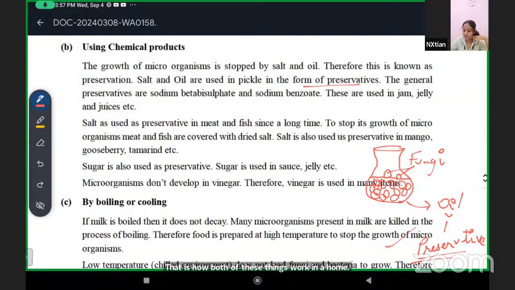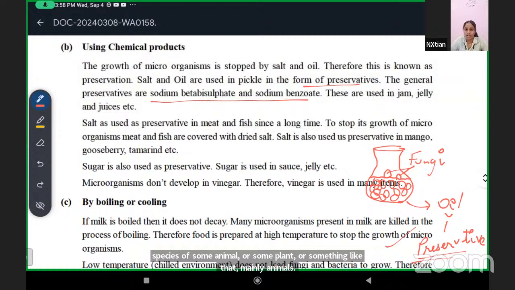The general preservatives are sodium bisulfite and sodium benzoate. These are chemicals which are also used as preservatives. They are used in jam, jelly, and juices, etc. to preserve them. Also, you must have seen that if you want to preserve a species of some animal or some plant, mainly animal, they are submerged in a chemical.